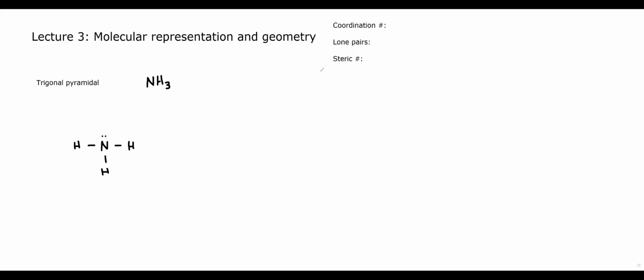Okay, so the coordination number for NH3 is 3. That's the number of bonds. Lone pairs is 1, for a steric number of 4. Steric number you can just think of as the number of things connected to that central atom. Bonds, lone pairs, whatever it is. Okay, steric number is 4. We have 4 things connected to that central nitrogen.